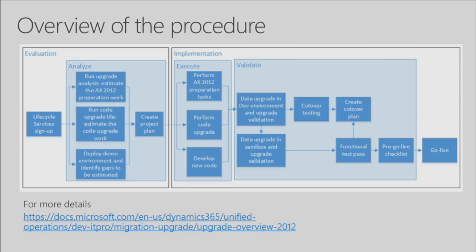You move to the validate phase. You execute a data upgrade on a dev box. You do your cutover testing. You create a cutover plan. You also do a data upgrade on a sandbox. All of this in preparation for your go live.